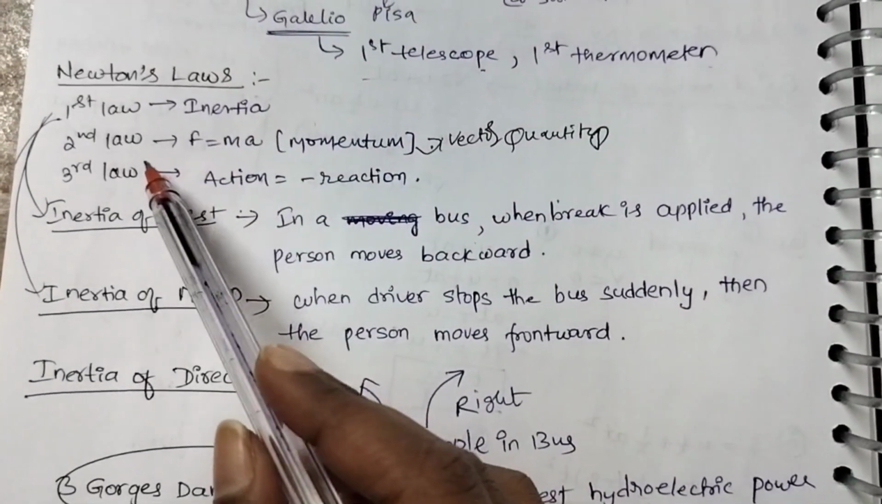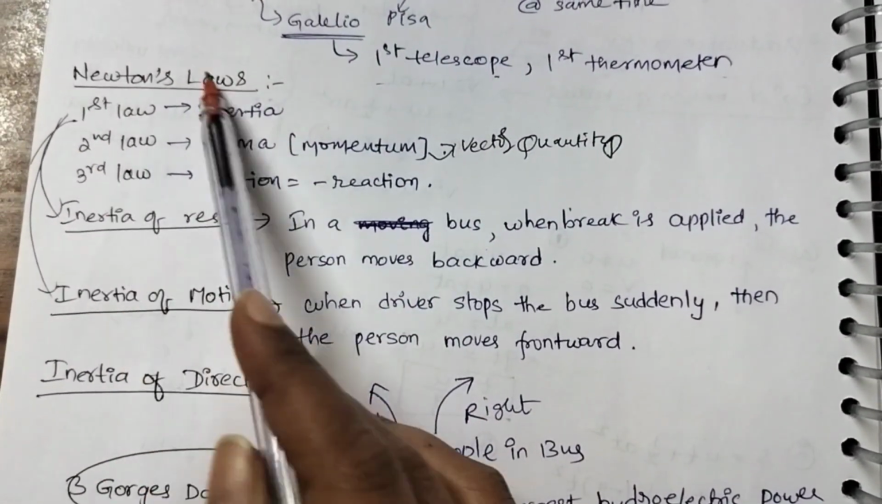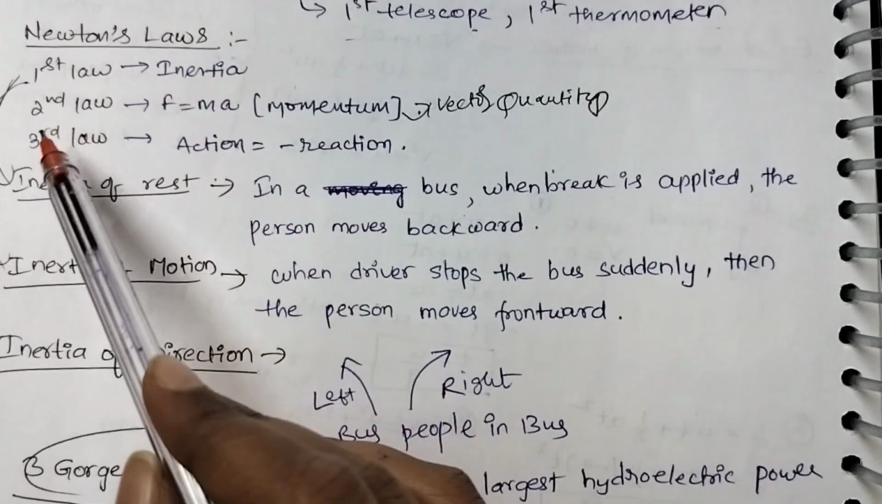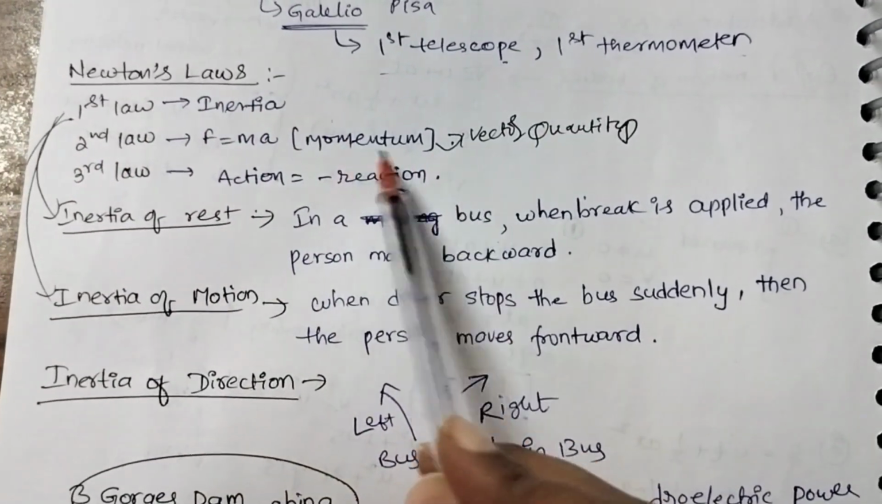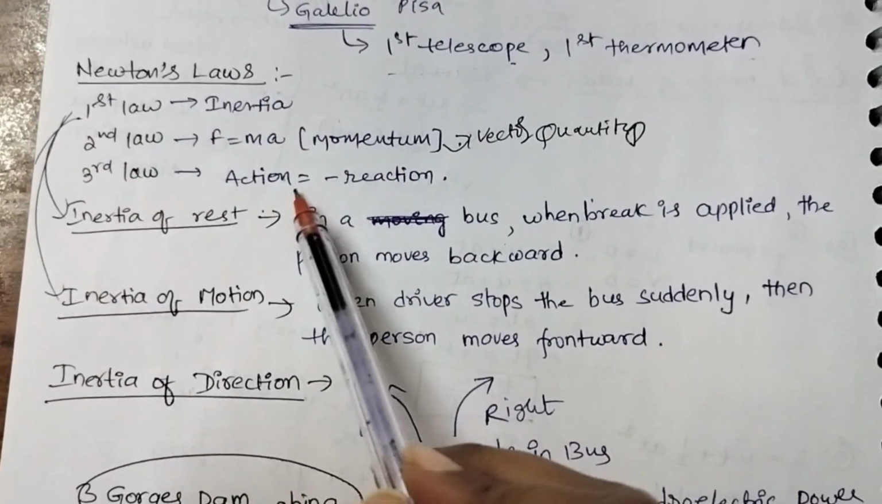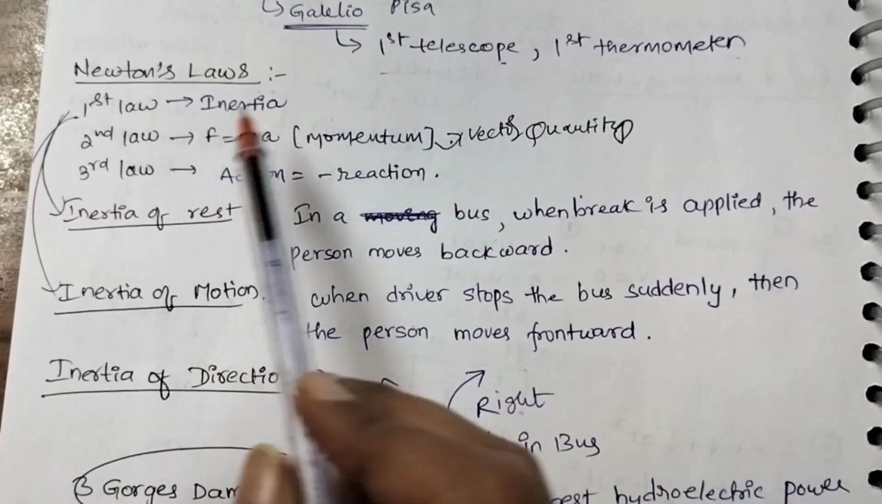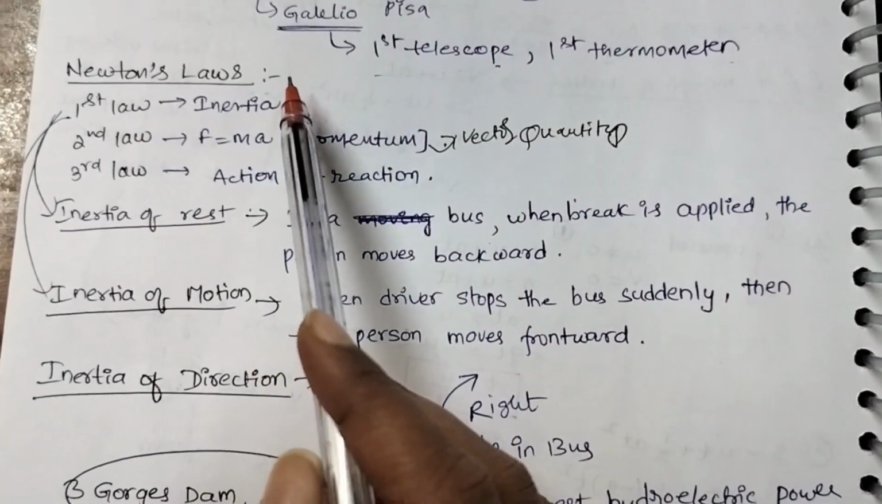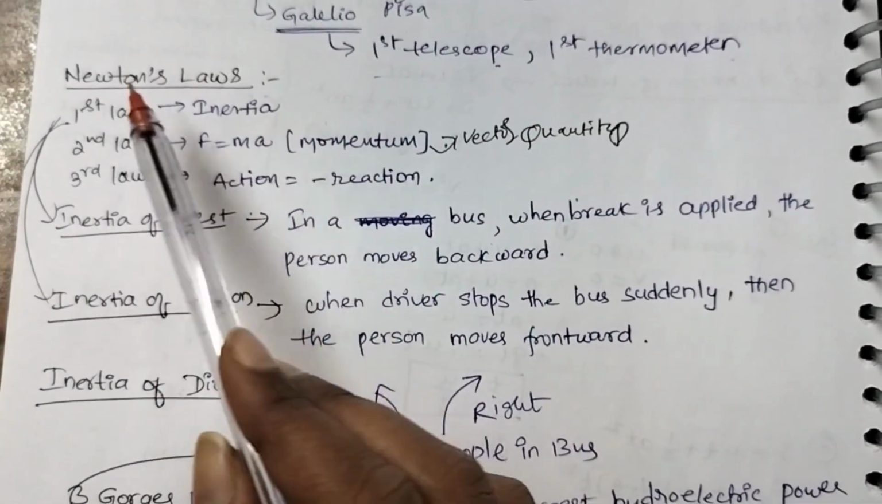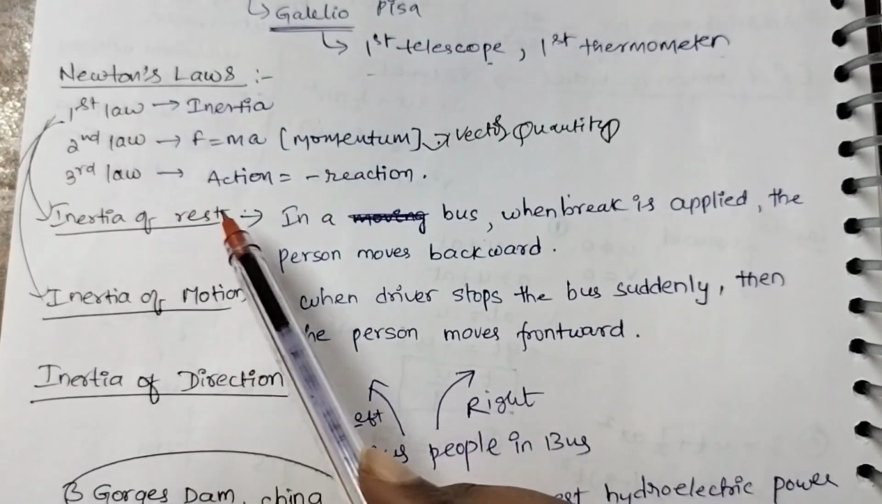Let us see Newton's laws of motion. Newton's first law is based on inertia, whereas Newton's second law is based on momentum. Newton's third law is action is equal to minus reaction. When it comes to Newton's first law, it is also called inertia of rest.